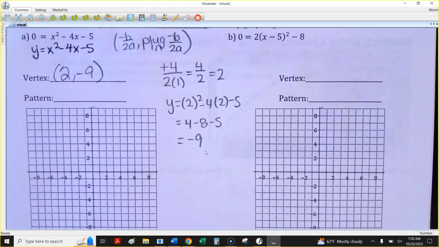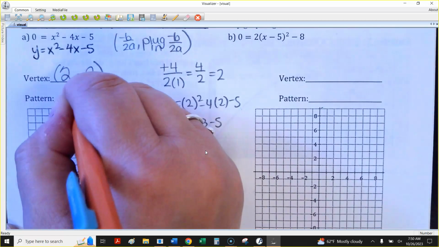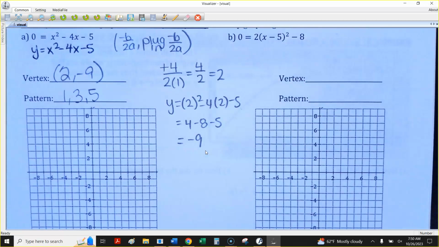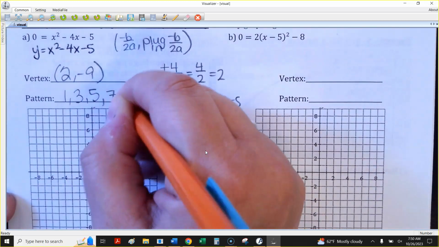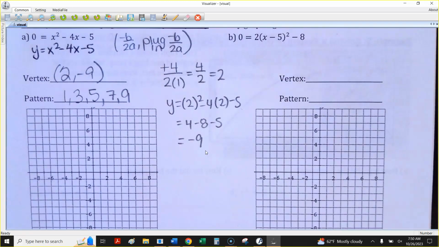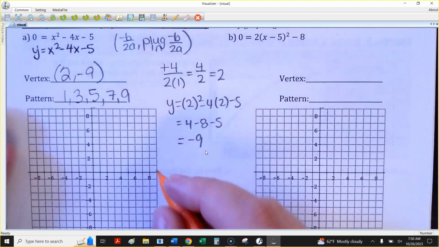Just 1, 3, 5. Now, remember, this just goes by odd numbers, so if you needed it to, like 7, 9, you could keep going. But in this situation, you're going to have to graph enough of the parabola that it either touches or crosses the x-axis. So you might have to go farther into the pattern depending on where your graph has its vertex. This one we should be okay, I think.